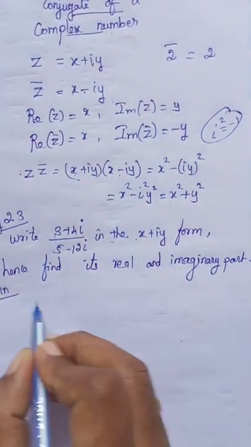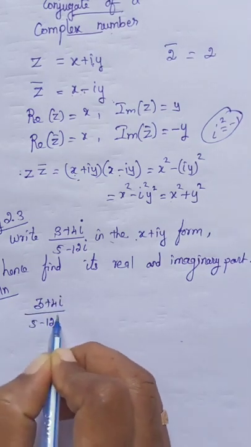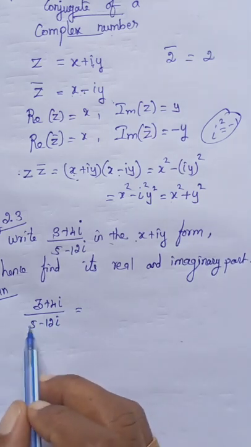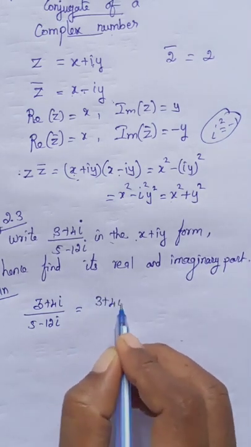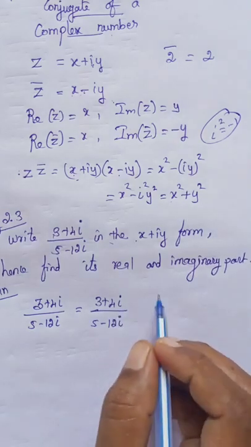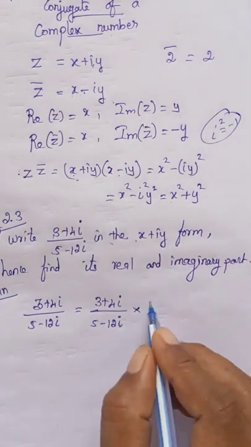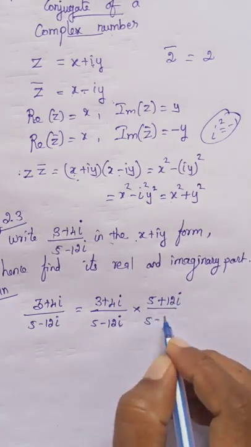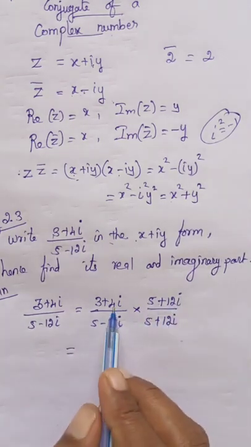It's a simple solution. So, (3 plus 4i) by (5 minus 12i) is equal to, rationalizing the denominator. The same way here also, in the denominator a complex number is there, that we have to remove. In order to remove that, we take the conjugate and multiply both numerator and denominator. Conjugate means this minus i will become plus i. So I get (5 plus 12i) divided by (5 plus 12i). The value is not getting changed, isn't it?